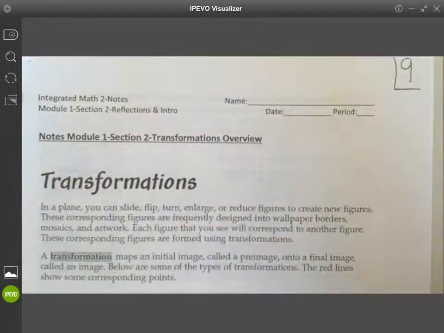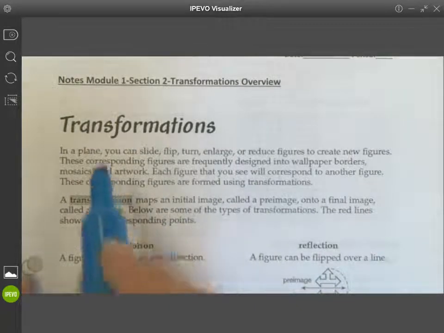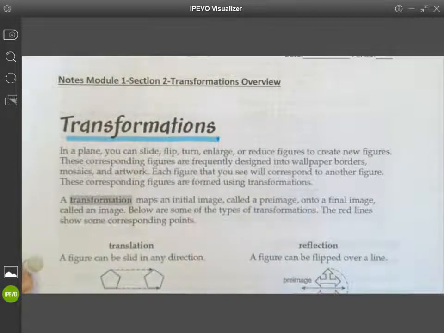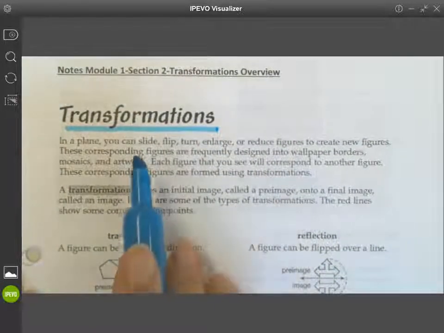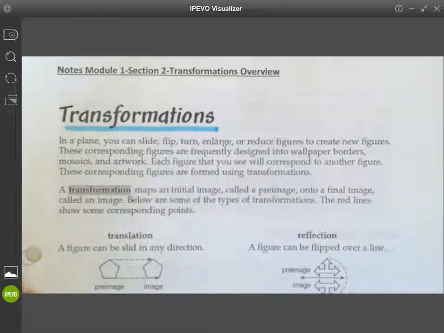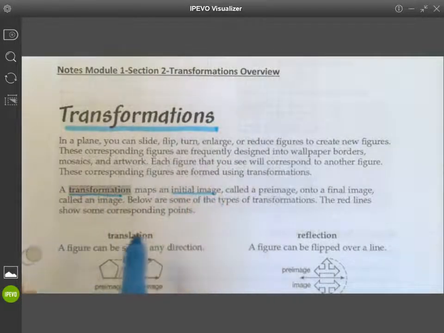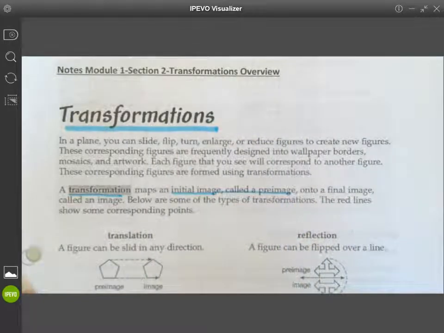So I am working on worksheet 9 in our packet from geometry, and we're talking about transformations. Now, transformations is the general name of these things, okay? So transformations are different ways to change a graph or transform a graph. So we can do slides, flips, turns. We can make things bigger, make things smaller to make new figures. A transformation is basically taking an initial or pre-image and making it into a final image. And then we can talk about what that is.